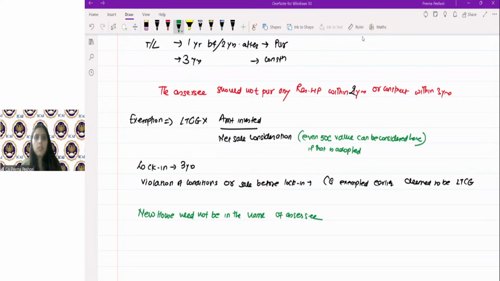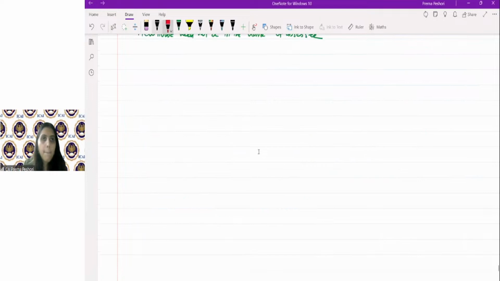Okay. Next particular exemption is 54G. You can write it down. 54G, which is exemption of capital gain for shifting of industrial undertaking from urban areas.